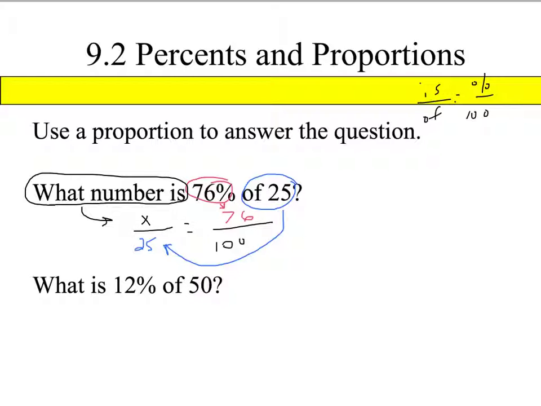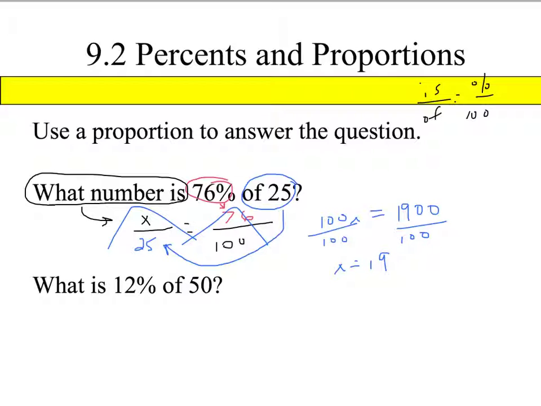If you notice, we now have a proportion here. I have 76 over 100 is equal to x over 25. How do I figure this out? I cross multiply. On the left side, I have 100x is equal to 76 times 25, which is 1,900. I then have to divide by 100, and I get x is equal to 19.